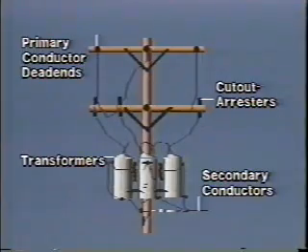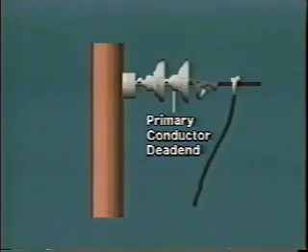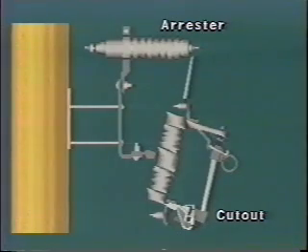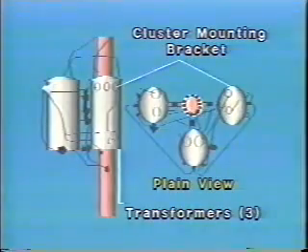A three-phase transformer tap has most of the same components with these major changes in construction practices. The primary conductors are dead-ended on a cross-arm. The three cutout arrestors are mounted in a horizontal configuration on a cross-arm. The three transformers are mounted on the pole, in this example with a cluster mounting bracket, and are connected to the secondary conductors.